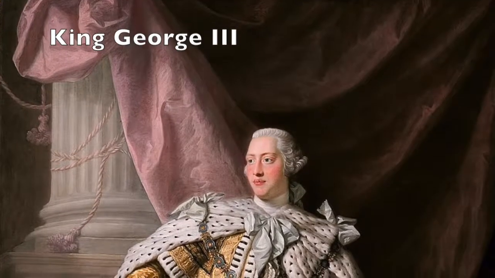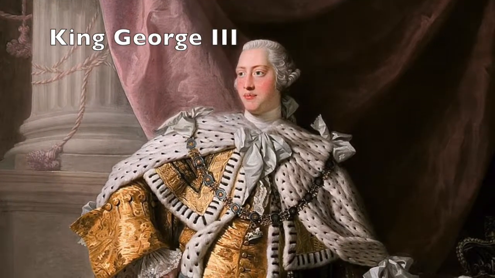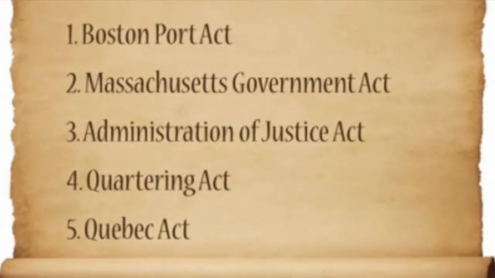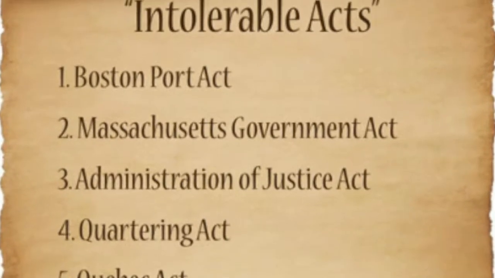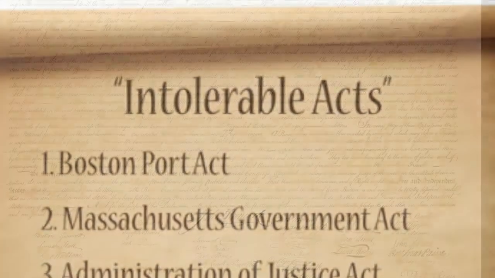The King of England felt the colonists needed to be punished for the Boston Tea Party, so he created a list of new laws that he felt would stop the colonists from protesting. These new laws became known as the Intolerable Acts because the colonists felt they were unacceptable.